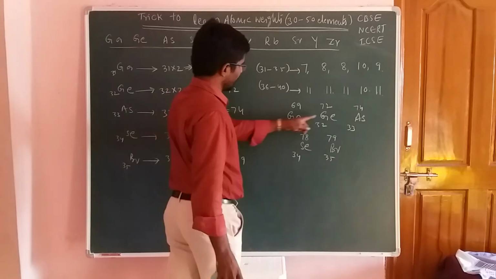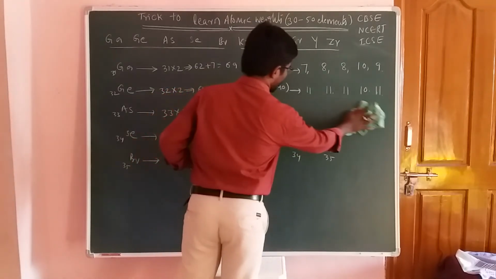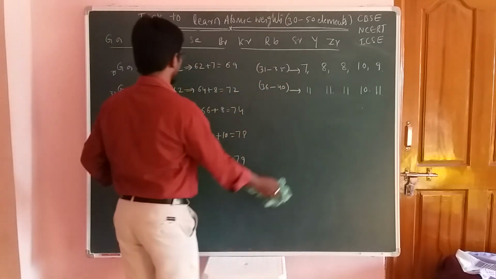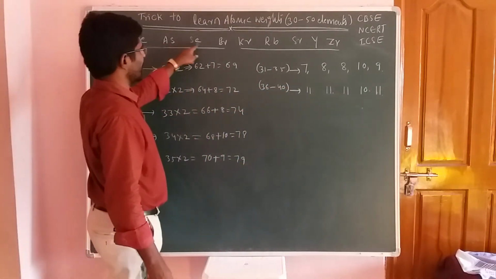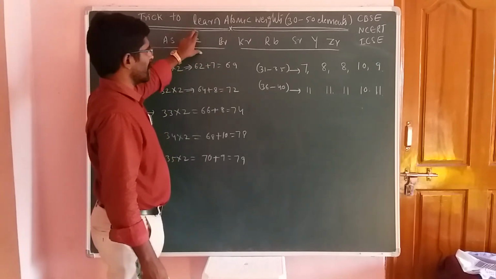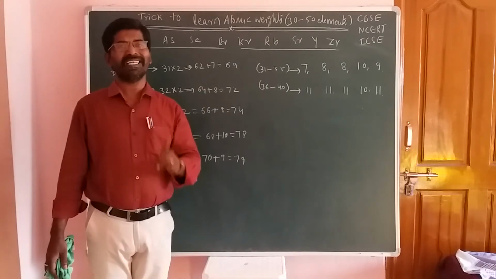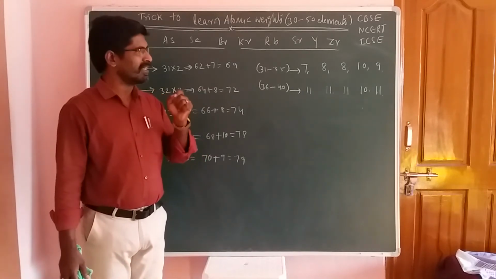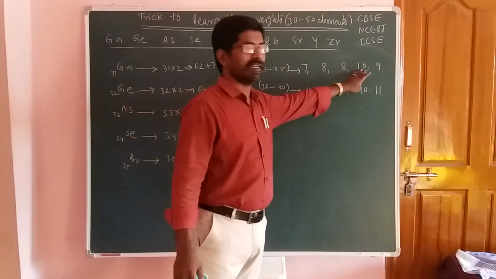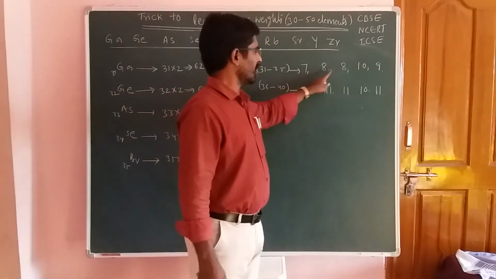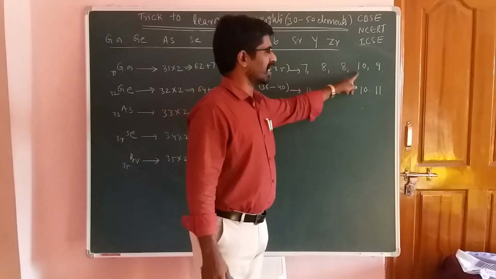Gallium, germanium, arsenic, selenium, next one bromine. Students, now this is the first trick. For these elements, gallium, germanium, arsenic, selenium, bromine, you should add 7, 8, 8, 10 and 9. But don't confuse this 10 number. It is 7, 8, 8, 10 and 9.